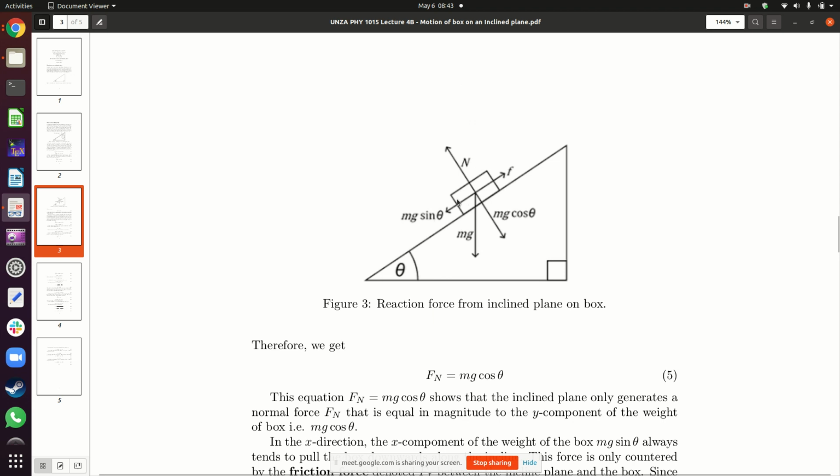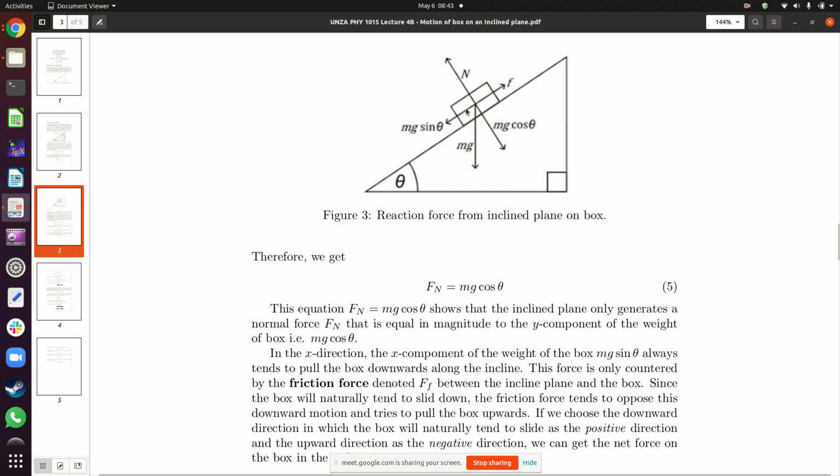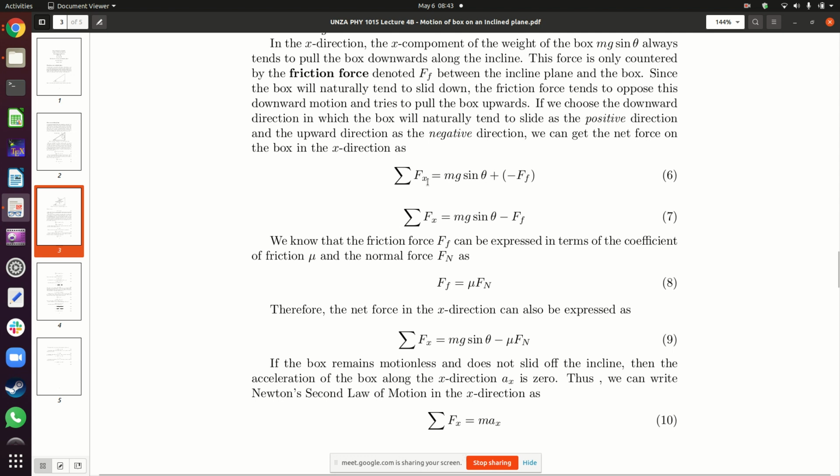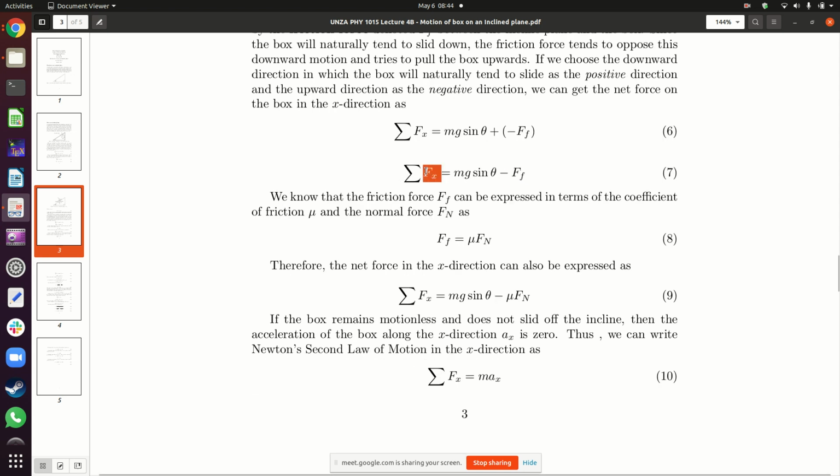Then we turn our attention to what's happening along the x direction. Along the x direction, we have said coming down this way is the positive x direction, up is the negative x direction. So this force mg sin theta is positive, and the friction force is going to be negative. So the resultant force along the x direction is going to be mg sin theta, which is positive, plus the friction force, but the friction force is pointing in the negative x direction, so it's going to be like that. So our resultant force along the x direction is mg sin theta minus the friction force.